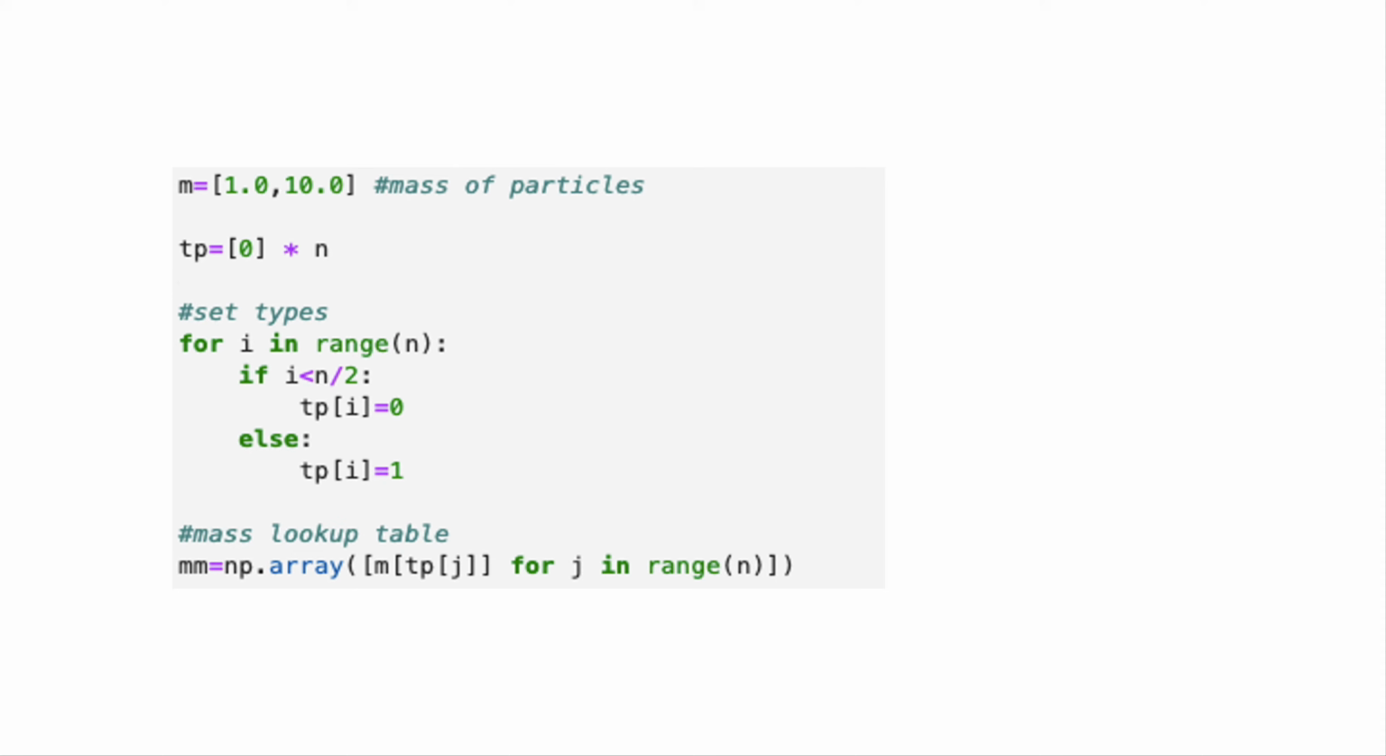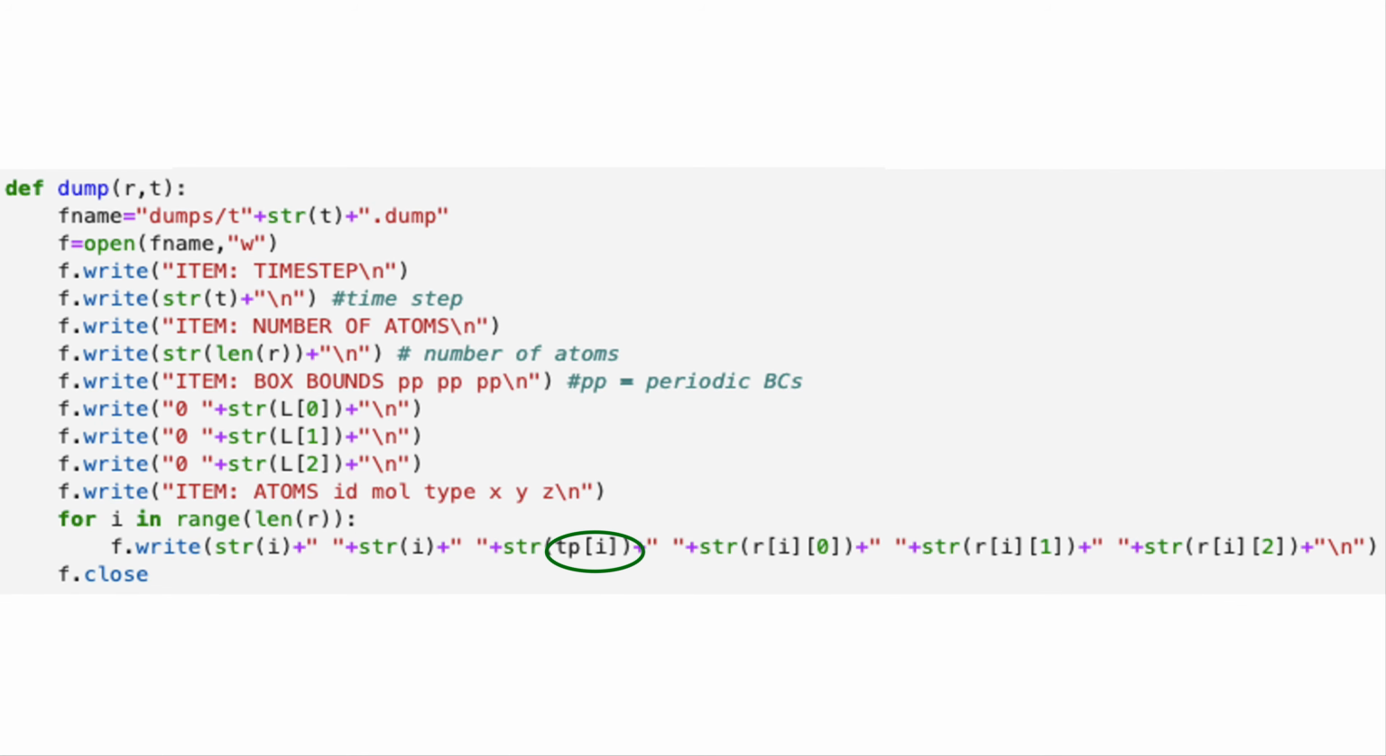Having only one type of particle in the system gets pretty boring. We can set up a simulation with particle types, say 0 and 1, and I've set the mass of particles with type 0 to be 1, and type 1 to be 10. If we set up a mass lookup table like this, we don't need to change the velocity update routine, we can just use this array. Our output subroutine now has a type output.